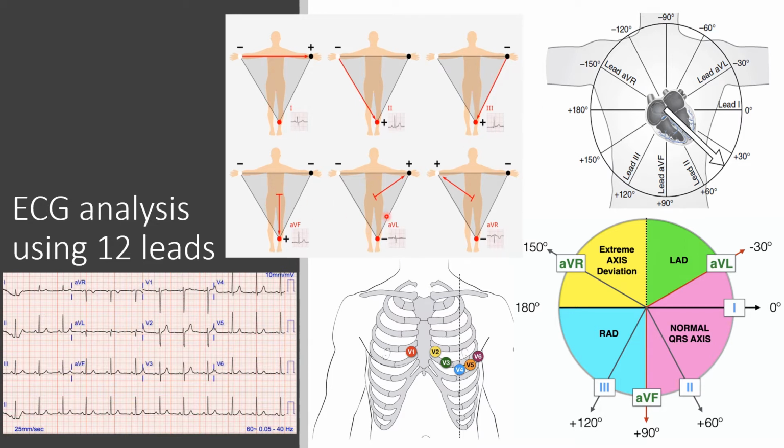And then we have another 3, we refer to them as augmented leads. And that's why you see AVF, AVL, so the A stands for augmented. So you have AVF, and it usually gives you a view from your heart going down this way. AVL is going to give you a view from your heart within that angle right here. And AVR is going to give you a view of your heart in this direction right here.